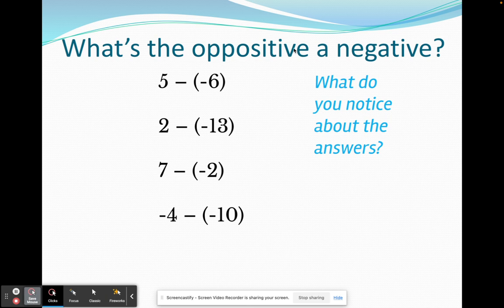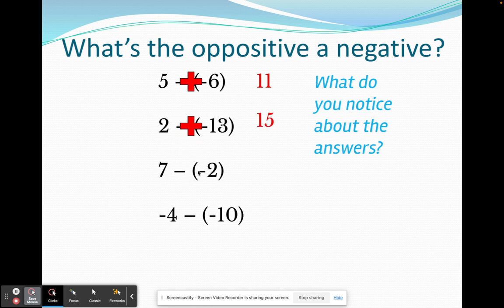Okay, now what do we notice about these? If I have a negative 5 minus a negative 6, a positive 5 minus a negative 6. And what's the opposite of a negative? Minus a negative. That is a positive. Minus a negative. That is a positive. So now here I had 5 plus 6, which is 11. Now I have 2 plus 13, which is 15.